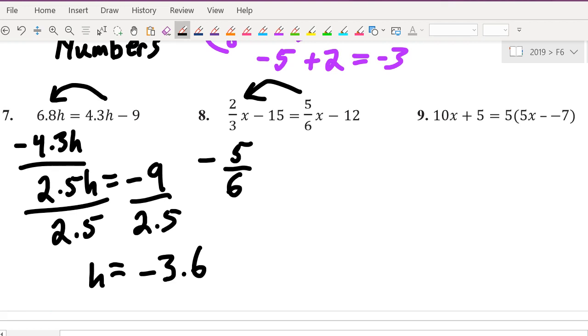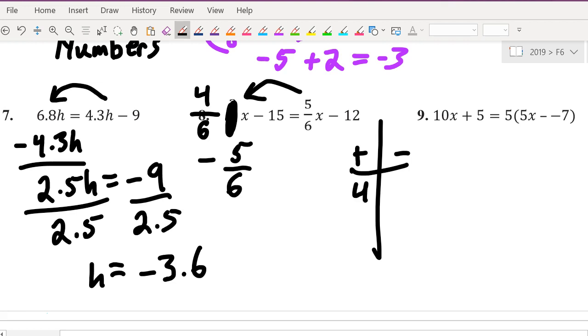So common denominator. How do we get 2/3 and 5/6? So we just multiply times 2 here. 4/6 minus. We can't subtract 5 from 4. But what we can do is good guys, bad guys, because we got positive 4, negative 5. That's negative 1/6 x minus 15.